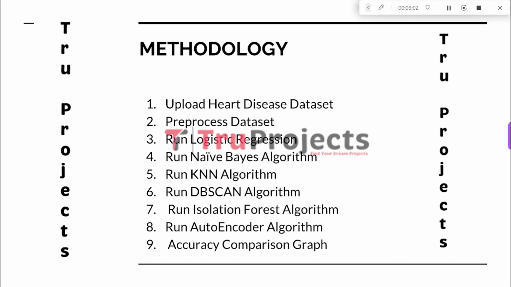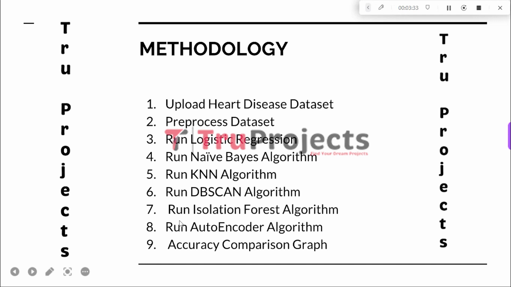And the fifth module is run KNN algorithm. This module implements the k-nearest neighbor algorithm, which classifies the new instance based on the majority class of the k-nearest neighbors in the feature space. And the sixth module is run DBSCAN algorithm. The DBSCAN algorithm is used in this module to identify the dense regions in the feature space to form clusters and effectively separate the outliers from the main group.